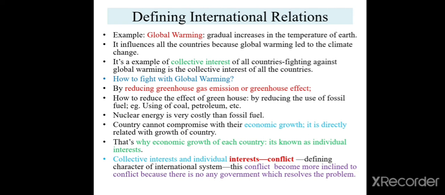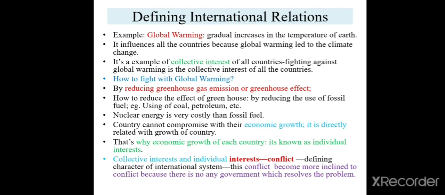So here comes the question: how do we fight against global warming? We can fight against global warming by reducing greenhouse gas emissions. So how do we reduce greenhouse gas emissions? We can reduce them by reducing the use of fossil fuels. What comes under fossil fuels? Coal, petroleum, and many other things which create greenhouse gases on the earth.